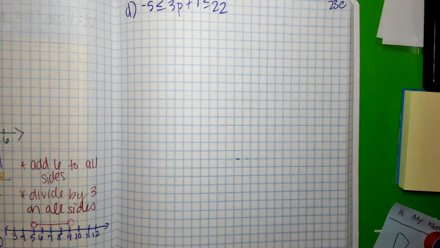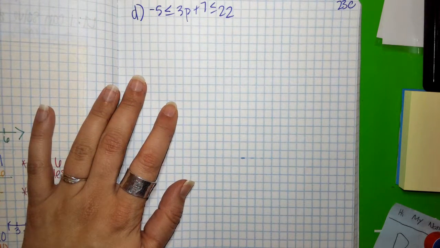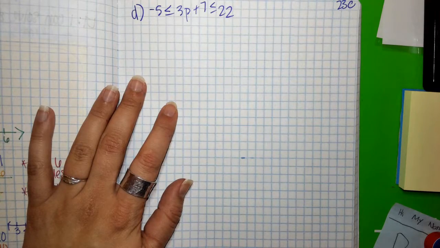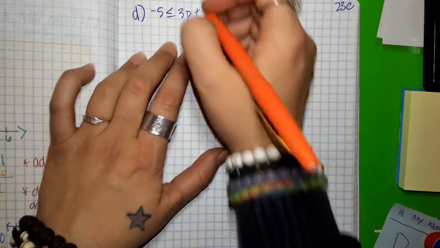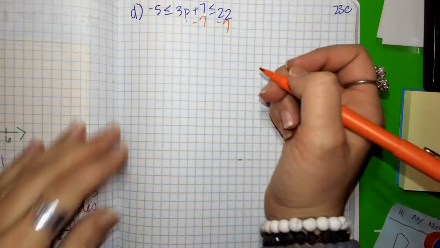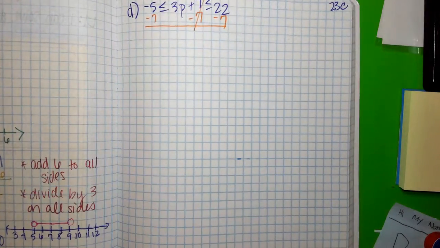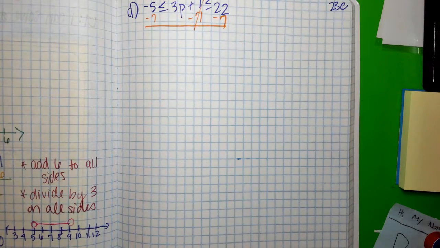Did anybody solve D last night for homework? All right, what did you do first, Mackenzie? Okay, awesome. She subtracted, we put that on low. Subtracted 7 from all three sides. Do we agree or disagree? Agree. Yes.